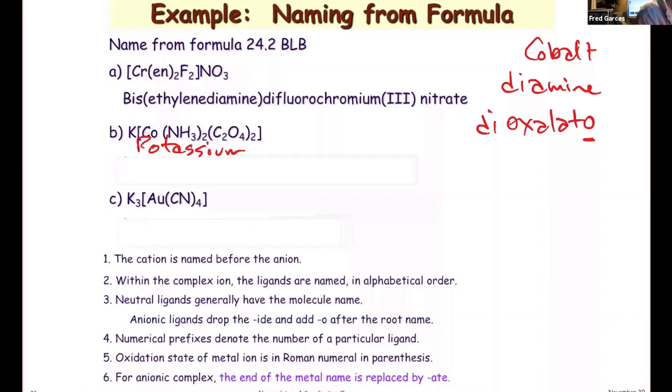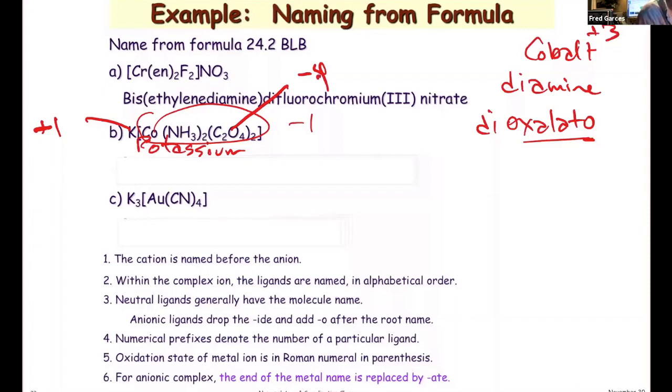This is a +1, so this whole thing has to be -1. The oxalato is -2 apiece, and there's two of them, so that's -4. Ammonia is neutral. So what plus +1 -4 gives a total of -3? The cobalt has to be +3. When it's +3 and the -4 of the oxalato, that makes it -1 overall.